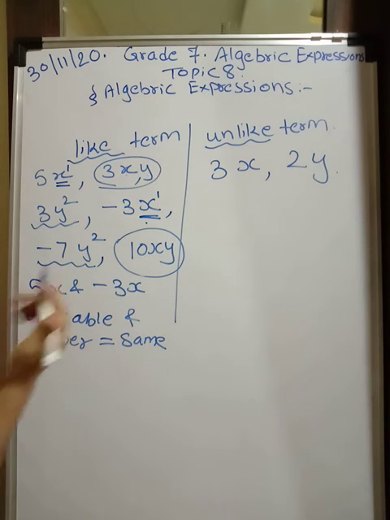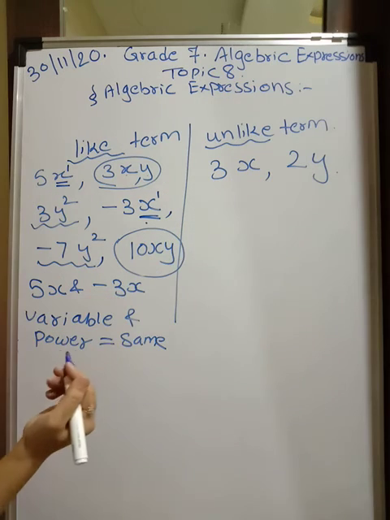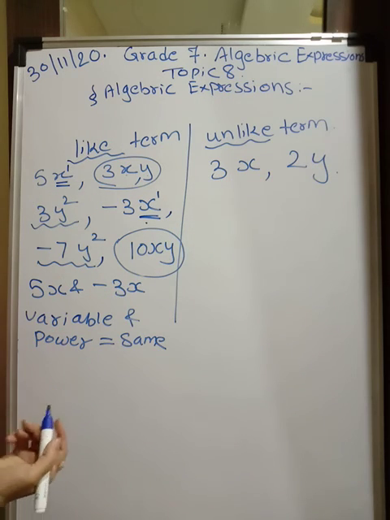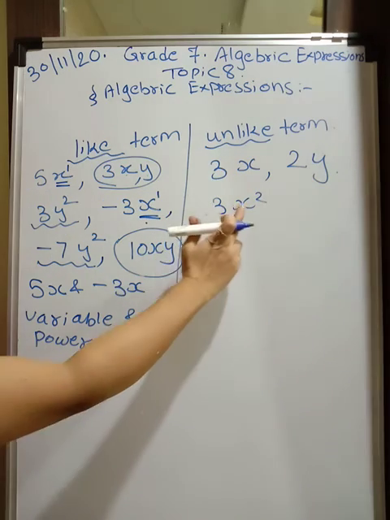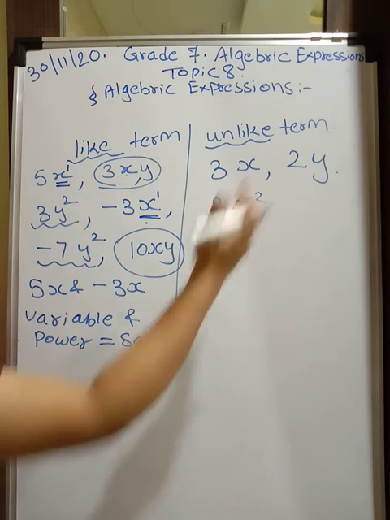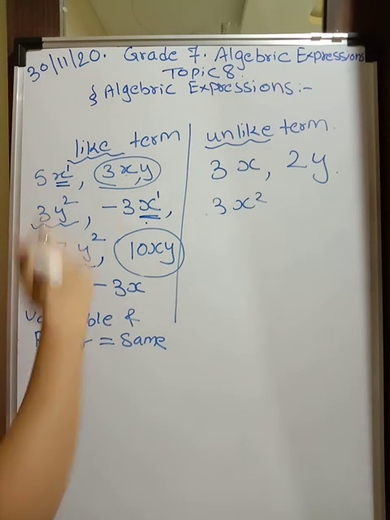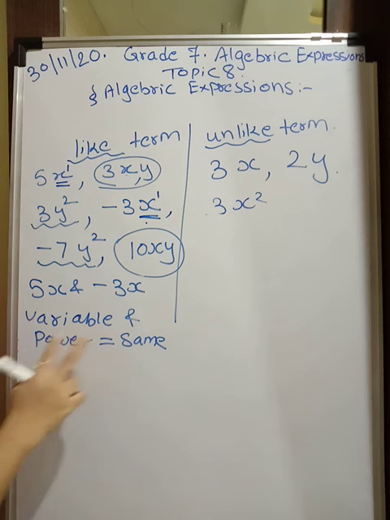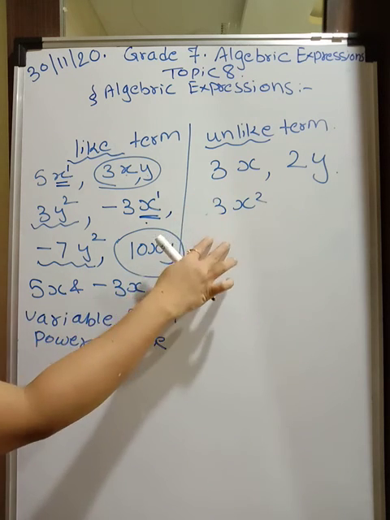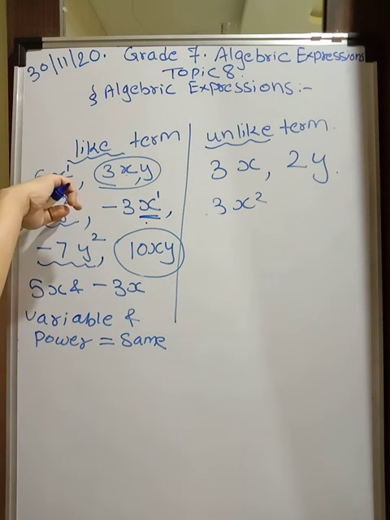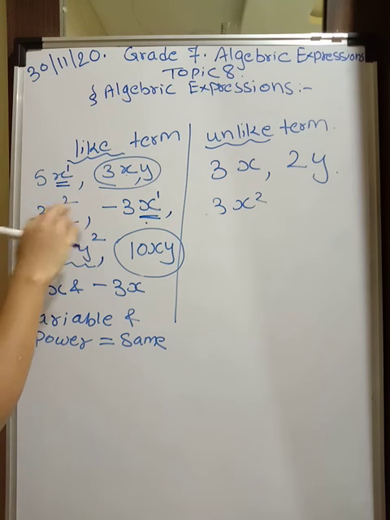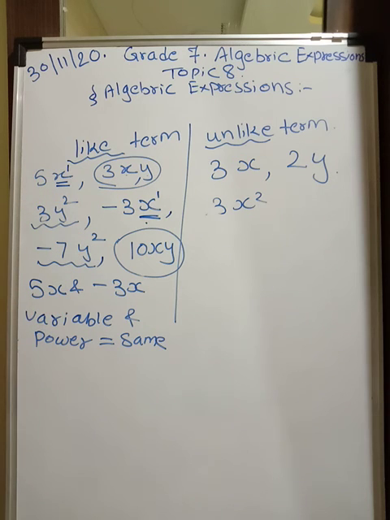What are unlike terms? See now, power of the variable as well as variables are not same. If I write 3x square, all these three are unlike terms. Here variable is same but power is different. Here variable is different, so question of power doesn't arise. So both should be same, variable as well as the power of variable. If these two conditions are not satisfied, they are unlike terms. These two are unlike terms because here 5x and 3y square. Are you understanding me? Okay, now let's go to set 32.